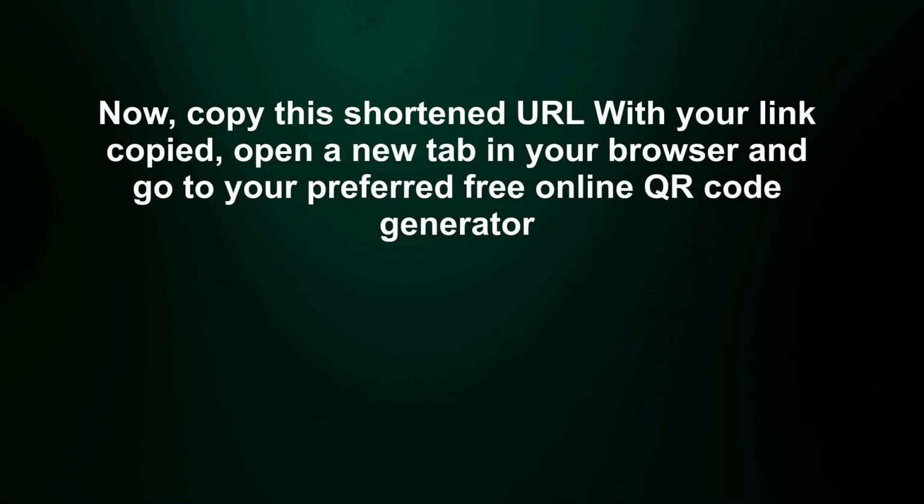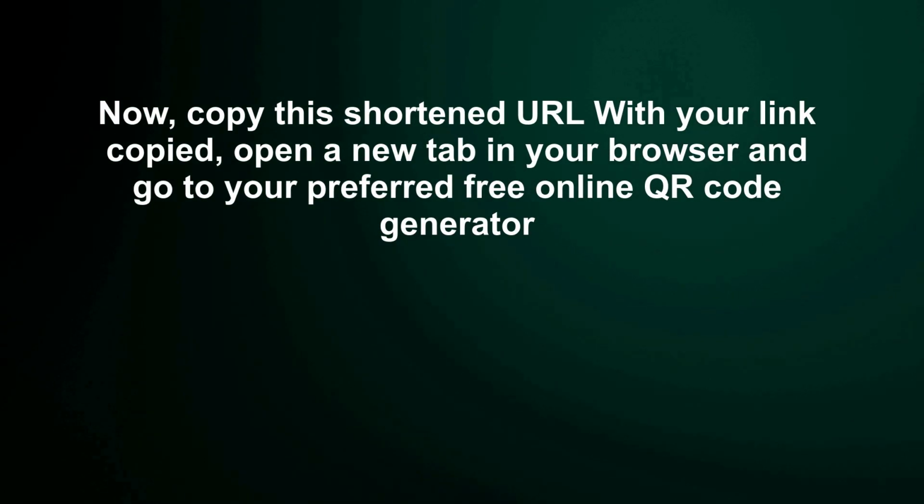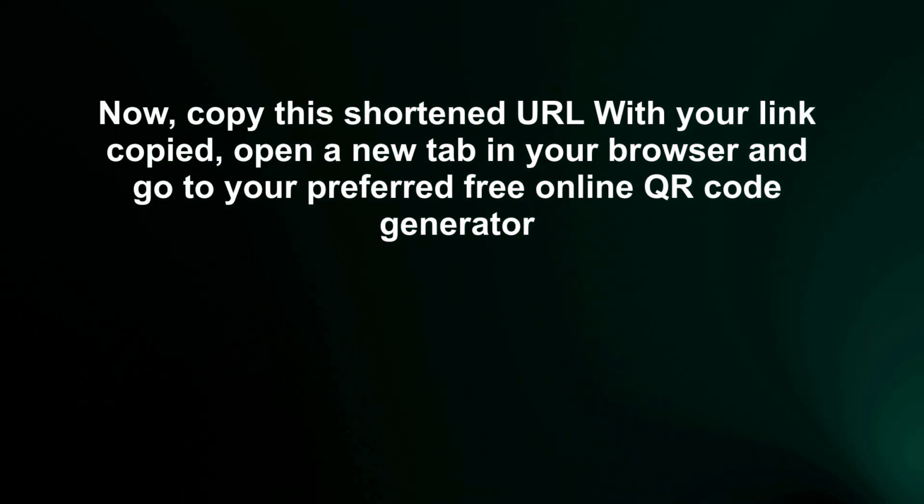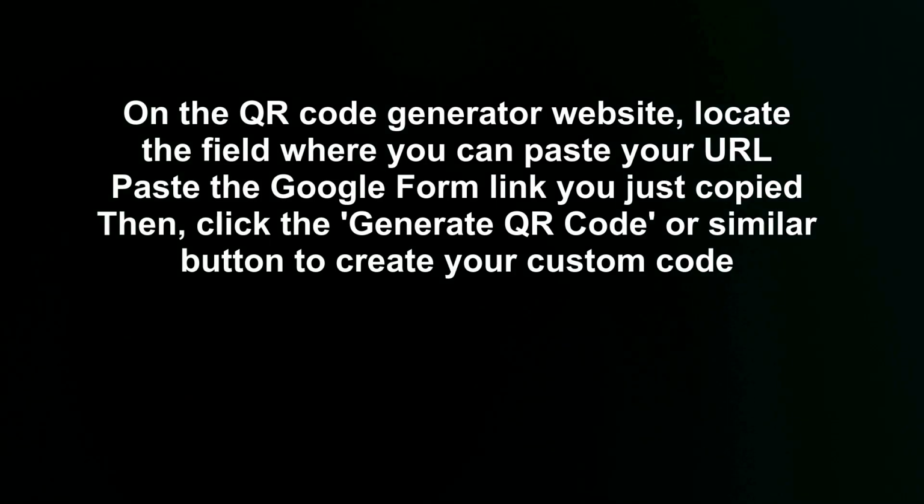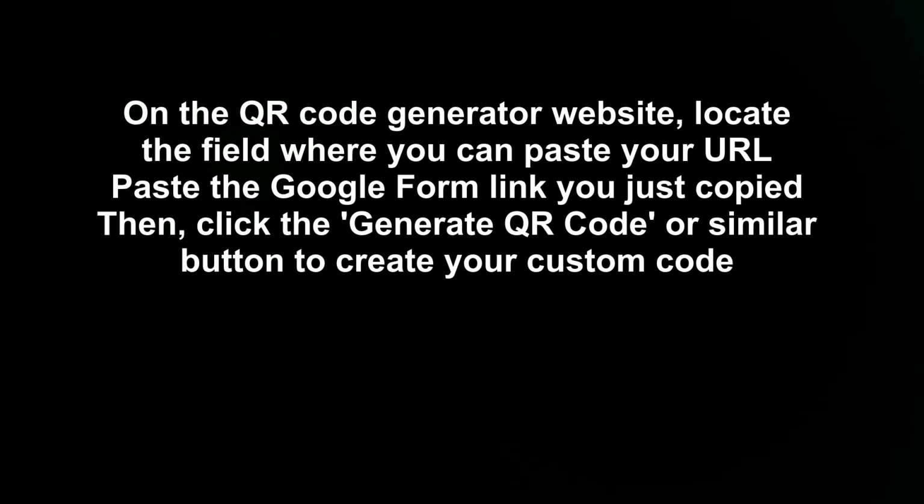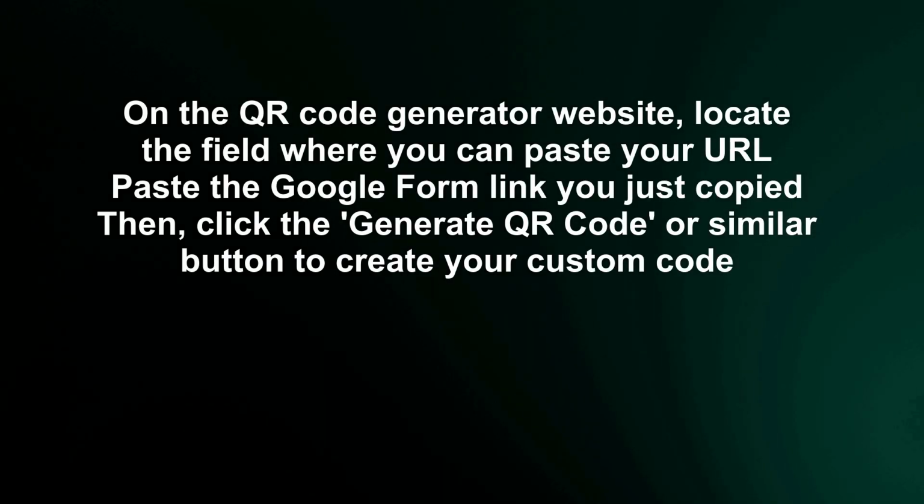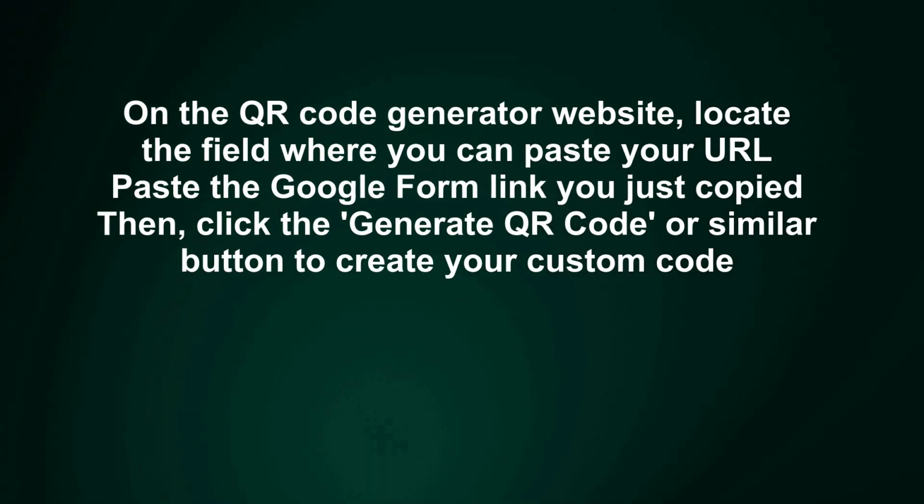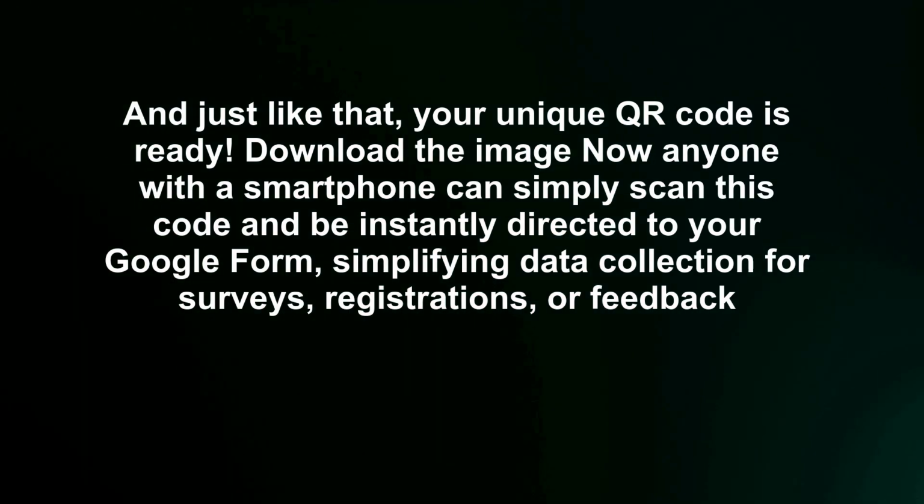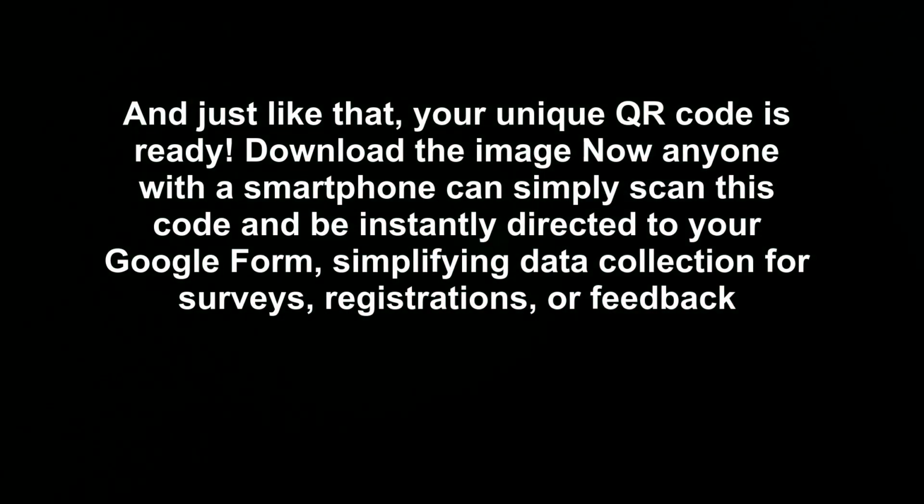Now, copy this shortened URL. With your link copied, open a new tab in your browser and go to your preferred free online QR code generator. On the QR code generator website, locate the field where you can paste your URL. Paste the Google Form link you just copied, then click the Generate QR Code or similar button to create your custom code. And just like that, your unique QR code is ready.